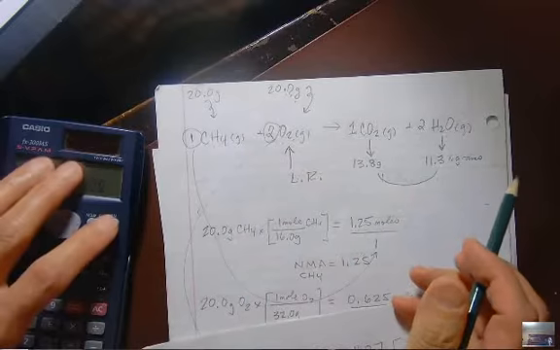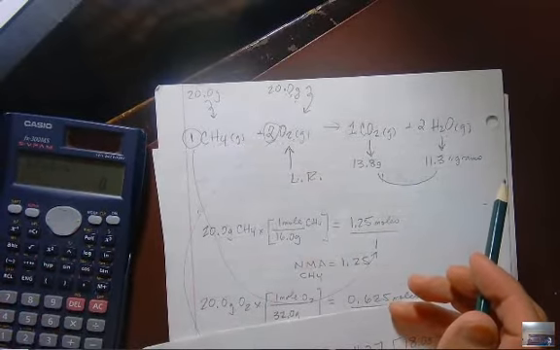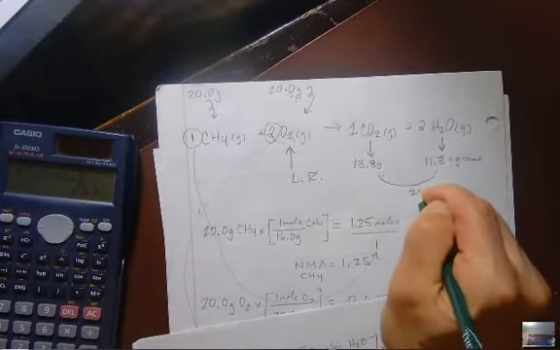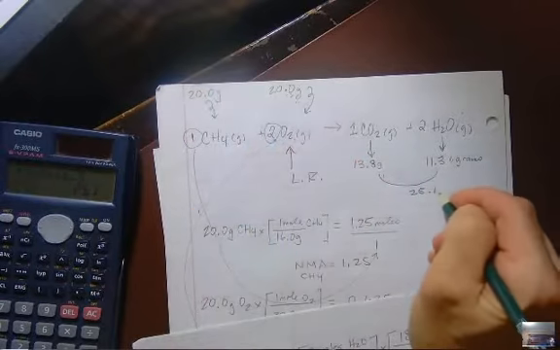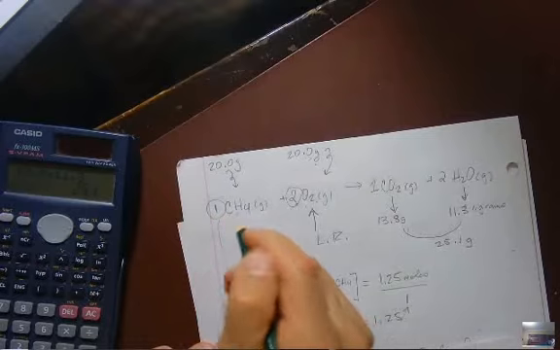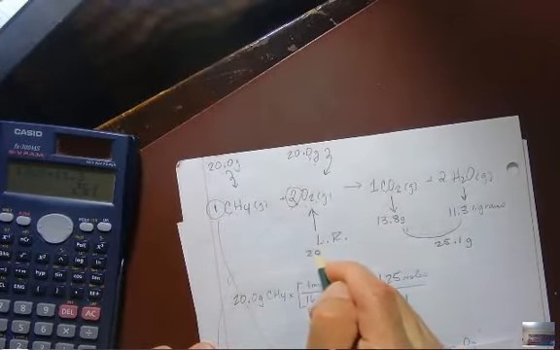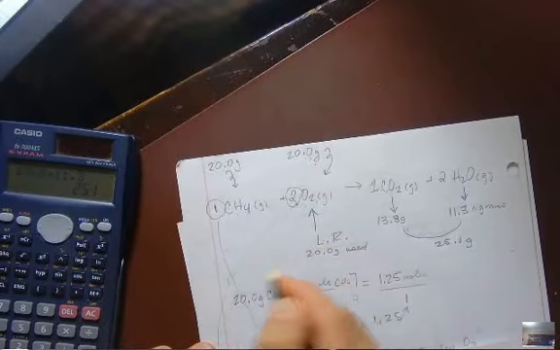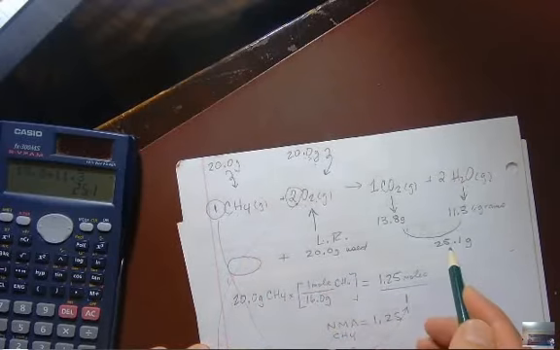So let's add these two up. I got 13.8 plus 11.3. That gives me 25.2. See, it's a lot less than the 40 that I started with. 25.1. Okay, so how much methane must I use? Well, I know I used all 30 of this, right? This is all used. So how much of this must have been used by conservation of mass? What goes in must come out.